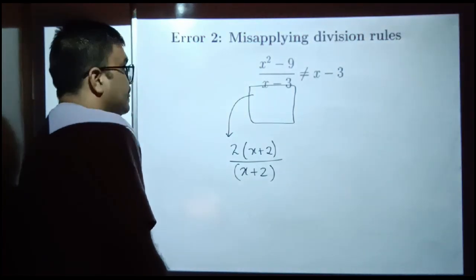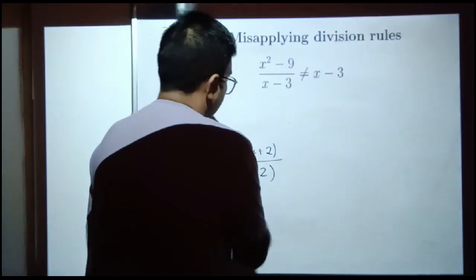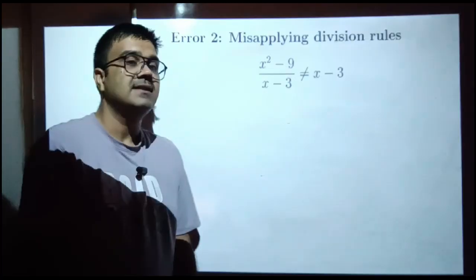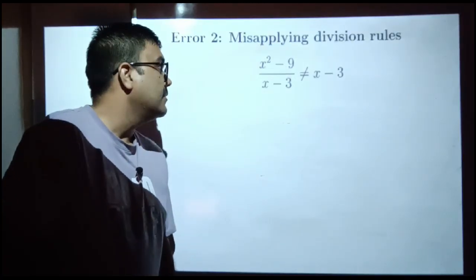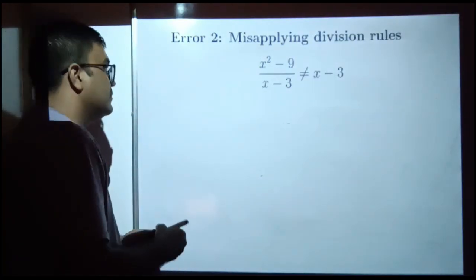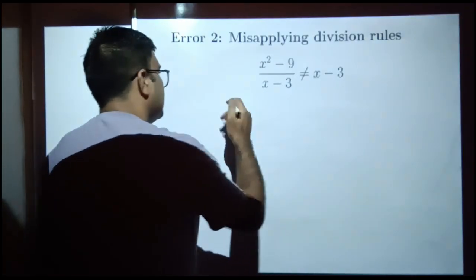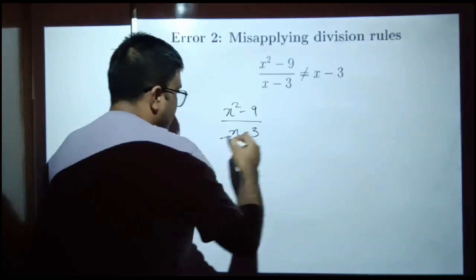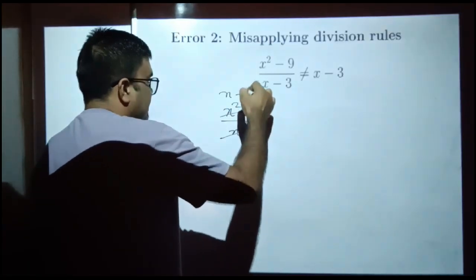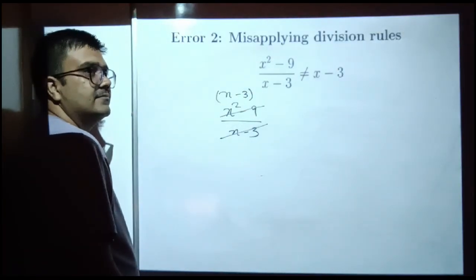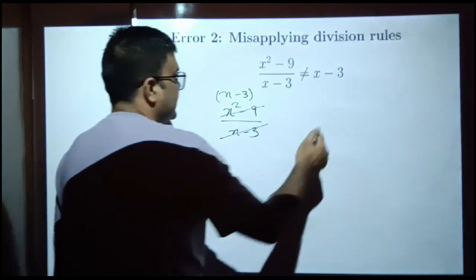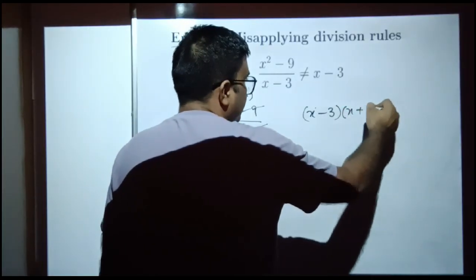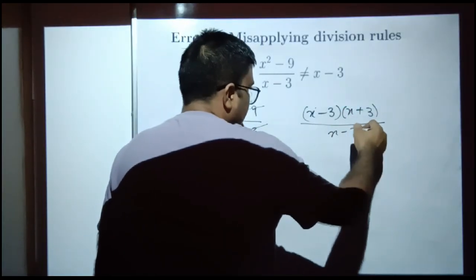Similarly, look at this: x square minus 9 over x minus 3. In place of factorization, what do students do? They just cancel these two terms and write x minus 3. You are not supposed to do it like this. You should write x minus 3 into x plus 3 over x minus 3.